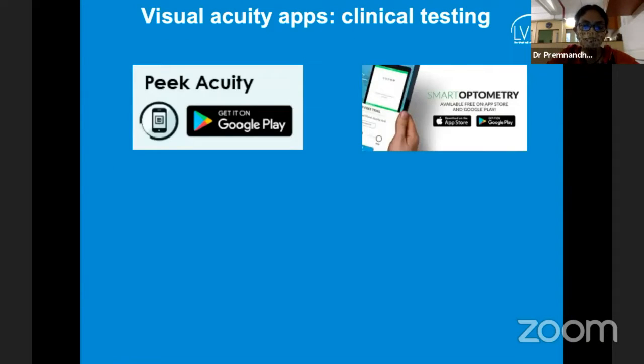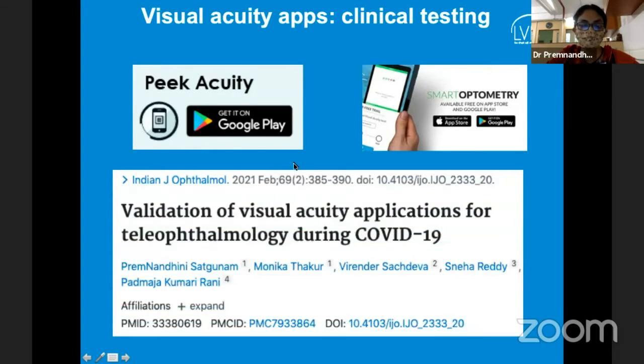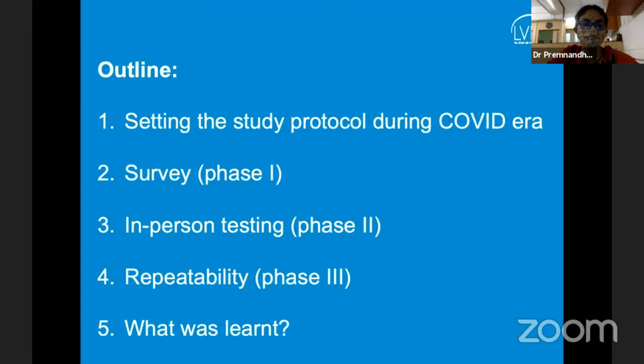But there are other tools specifically designed to be used by eye care professionals to test visual acuity. A couple of those are Peek Acuity and Smart Optometry. The study that came out recently is one where we validated these two apps to find out whether they are reliable for measuring visual acuity as a part of teleconsultation. So this is the outline of the study.